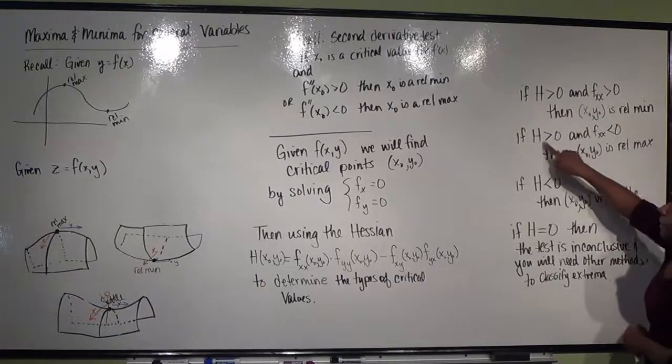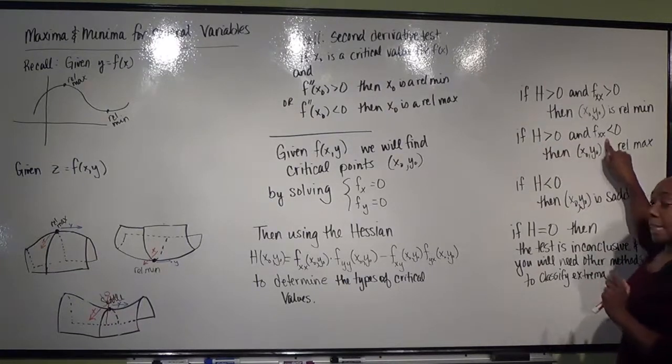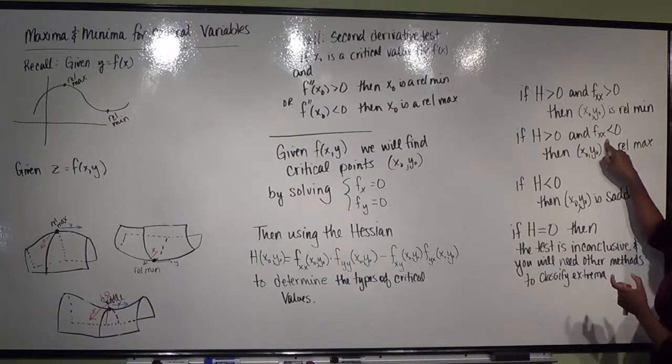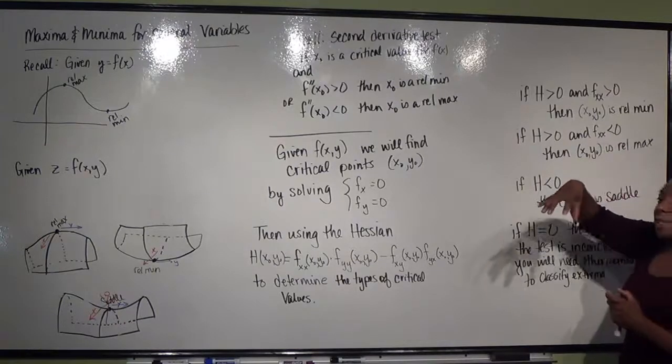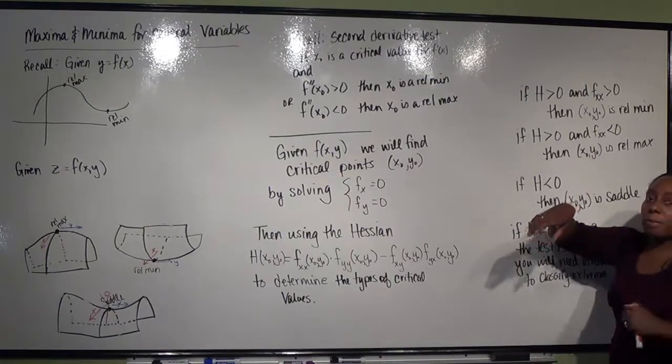Okay? If h is positive, so again they're going the same direction, and fxx is negative, then what this says is that both of them are concave down. So x and y are both concave down, and I'm looking at a relative max.